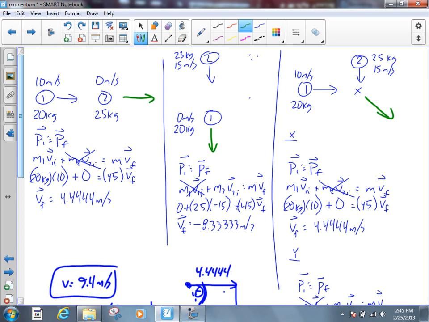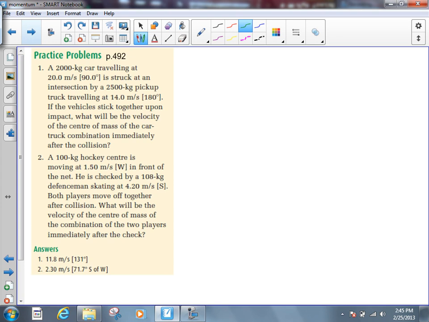All right, let's take a look at a couple practice problems. Those practice problems are on page 492. Let's see what we can do with them over the next few minutes. A couple of little notation things that I want to point out to you before you start.